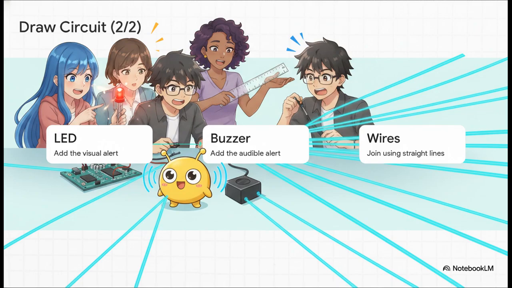Step 5 brings in our LED for that absolutely crucial visual alert, which is super important for people with different hearing abilities, by the way. Step 6 brings in the buzzer for our loud noise. And finally, step 7. Now listen closely, this is vital. Join every single component using perfectly straight lines. These lines represent your connecting wires, and you absolutely must use a ruler for this. No freehand, wobbly lines allowed.